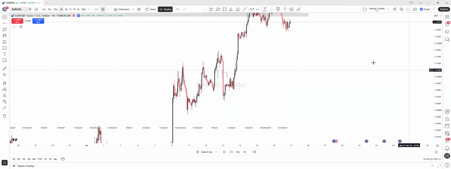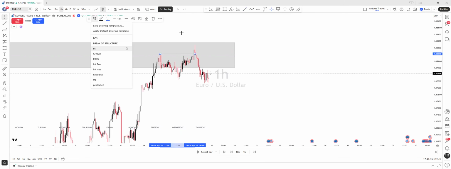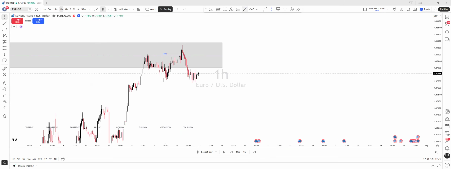So once you're on the 1 hour time frame, we are going to observe what the market is doing inside this zone. We can see that the market has given us a BOS here. So we have a break of structure to the upside. All right, so that's a BOS. We have a change of character. Someone is going to see this one as a change of character.